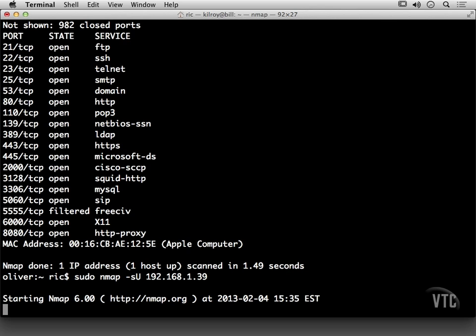So UDP scans can actually take quite a lot of time, and I've seen cases where UDP scans can actually take literally days to finish, depending on how far away the system is, how slow the system is responding, the number of ports that I'm actually scanning. In this case, again, I'm scanning just a default set of ports. If I were to scan all 65,000 ports, that could take quite a lot of time. So I'm going to kill that.